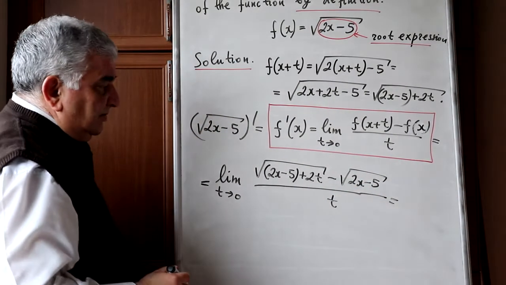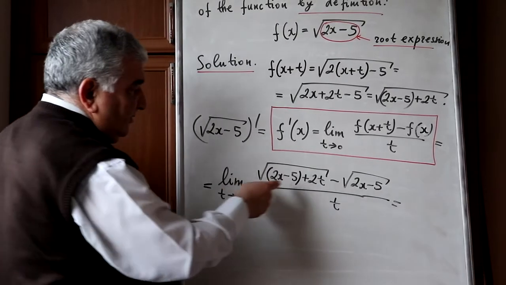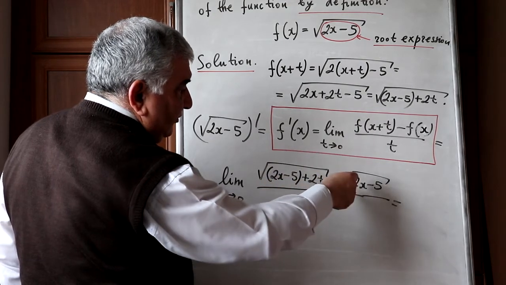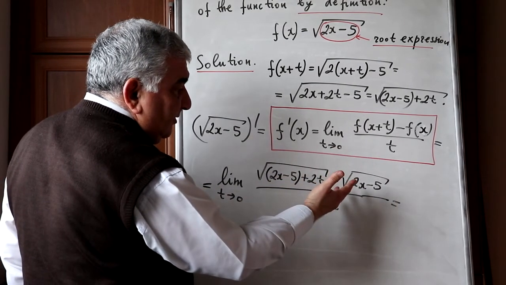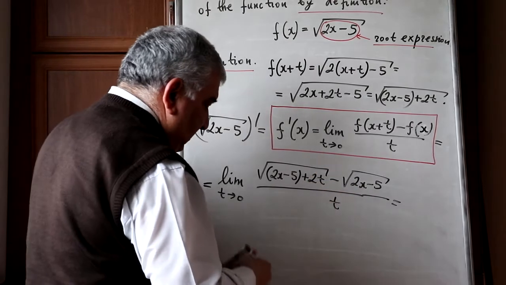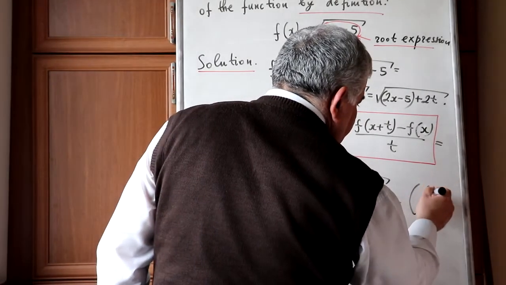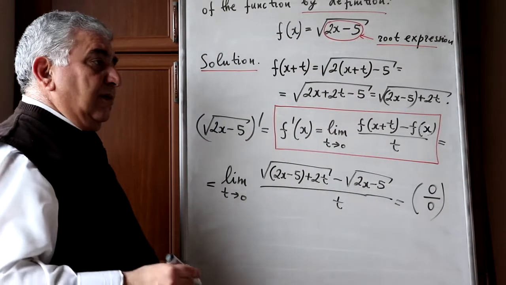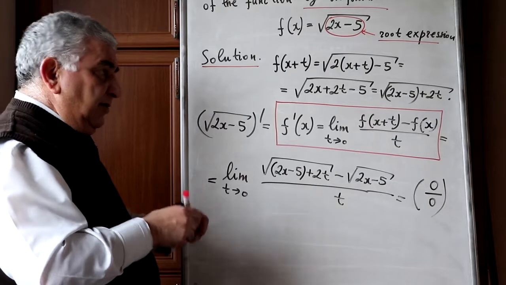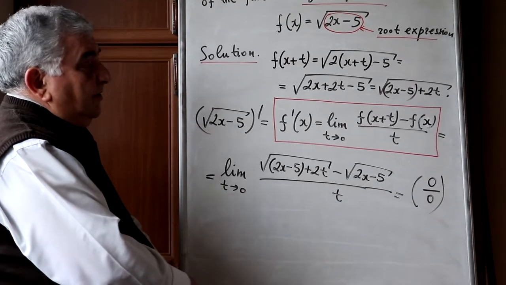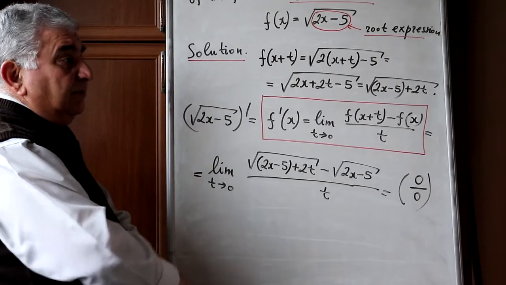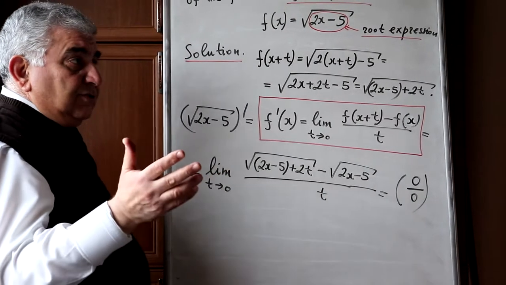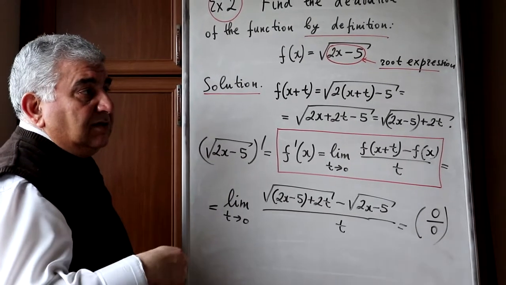Then substitute 0 instead of t. If we substitute 0 instead of t, we'll obtain square root of 2x minus 5 minus square root of 2x minus 5 will be 0, and 0 over 0. Therefore we obtain the indeterminate form of type 0 over 0. For evaluation of indeterminate form, we must multiply the numerator and denominator by the conjugation of numerator. Conjugation, what is conjugation? In Azeri it is koshma, in Russian сопряжение.